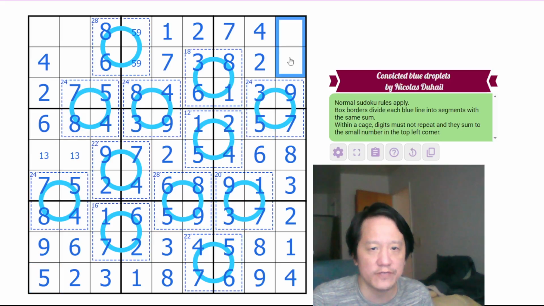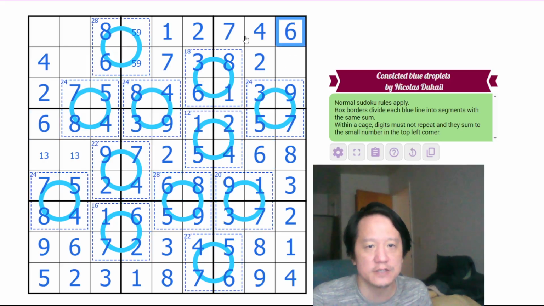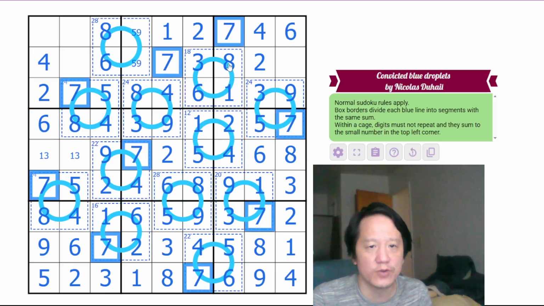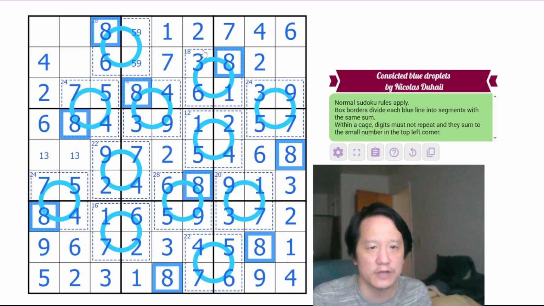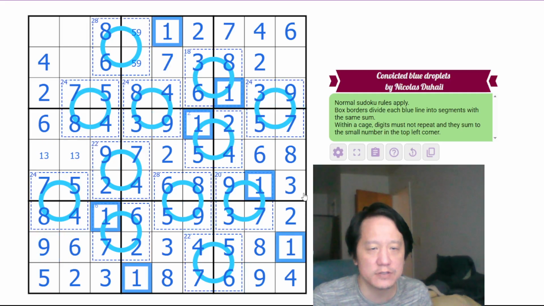And we don't have enough information to disambiguate. 6s. We have 8 6s, so we know where the last 6 is. It's there. 7, we have all the 7s. 8, we have all the 8s. 9. We don't have enough to disambiguate.